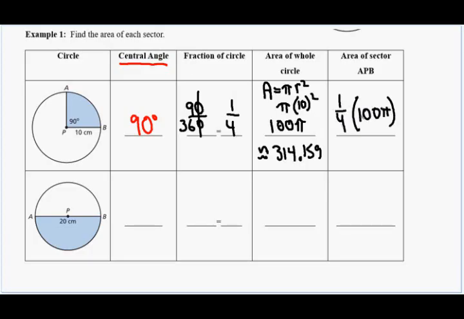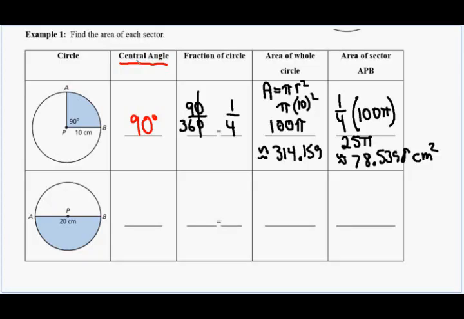100 pi. 1/4 of 100 is 25, so that's 25 pi. And that would be, as a decimal, about 78.5398. In this case, they did give us units, so it'll be centimeters squared. Area is found in squared units.